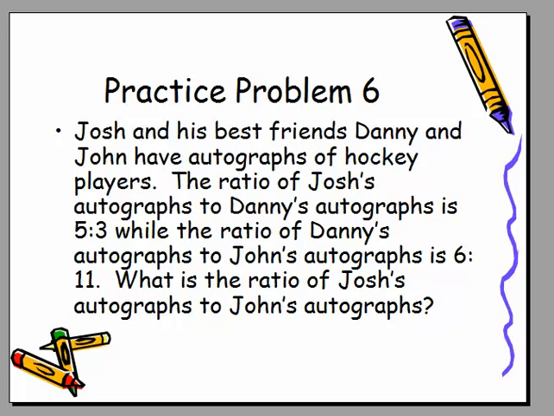Practice problem 6. Josh and his best friends Danny and John have autographs of hockey players. The ratio of Josh's autographs to Danny's autographs is 5-3, while the ratio of Danny's autographs to John's autographs is 6-11. What is the ratio of Josh's autographs to John's autographs?